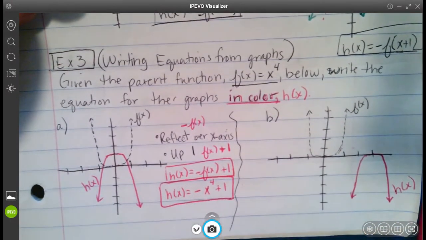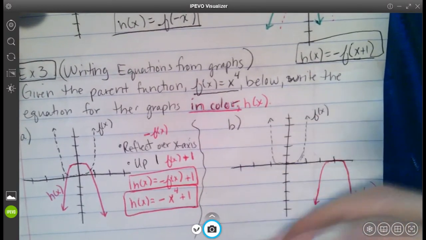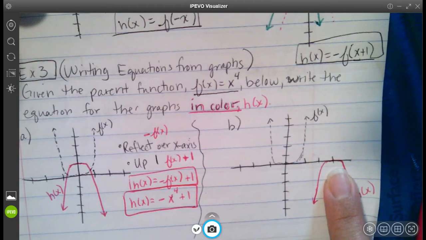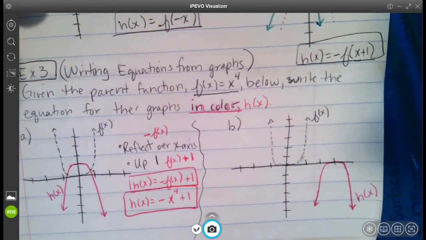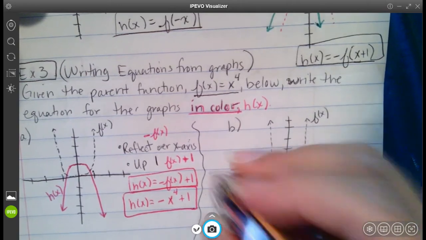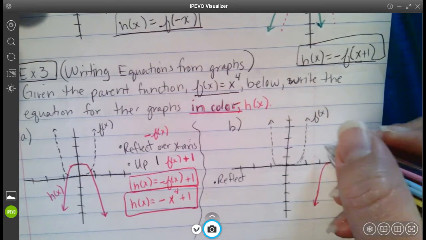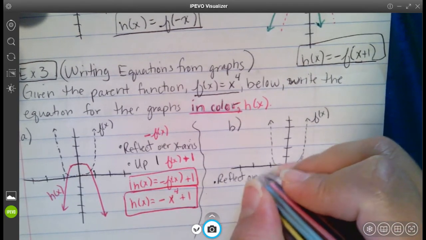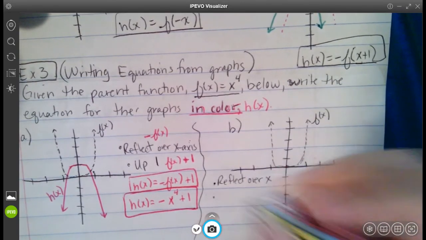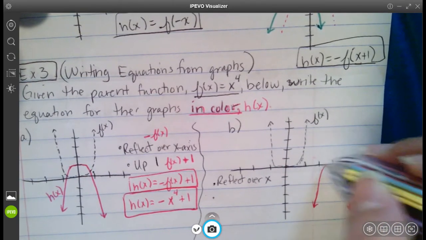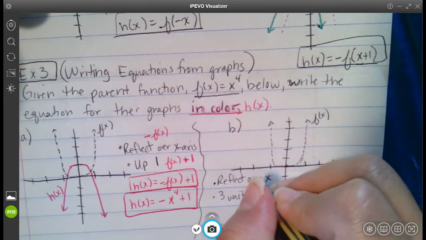If I can get this one to fit over here. Okay, for this example, we have not only did it flip, but it also moved over in the right direction this time. So what that means is I'm going to go ahead and have another reflect. I'm going to put it over here. It's also over the x-axis. So I'm going to just put over x because I'm out of room. And then it went, how many units? Let's see. 1, 2, 3 units. 3 units right.